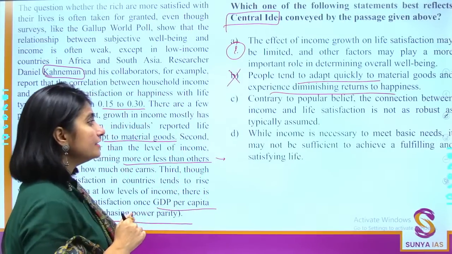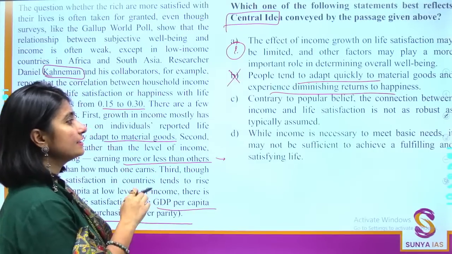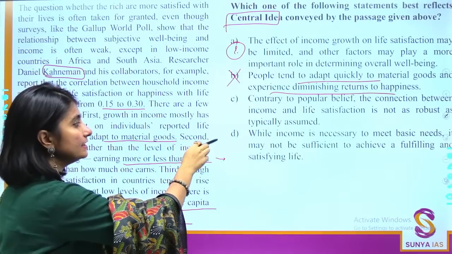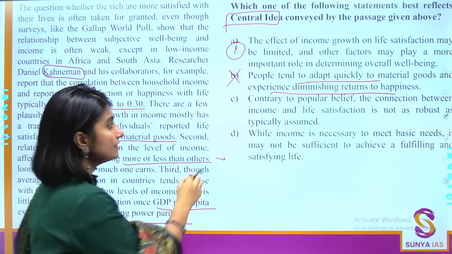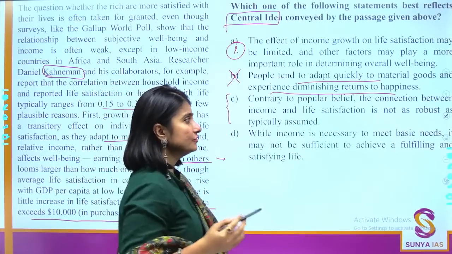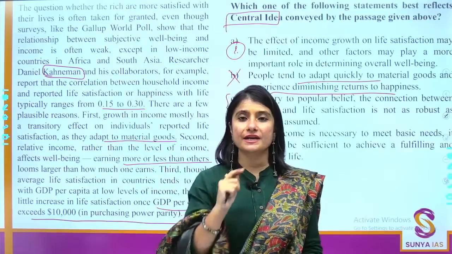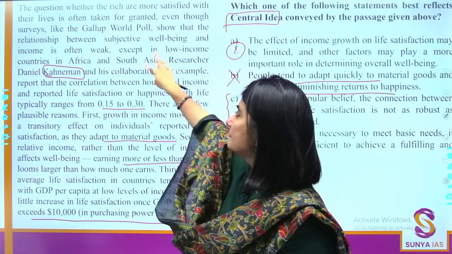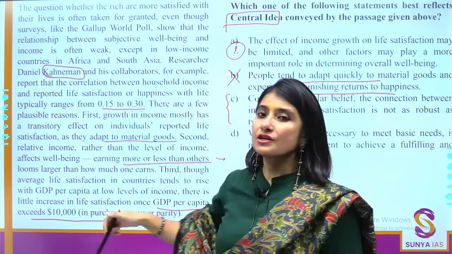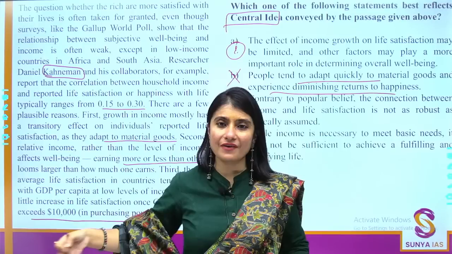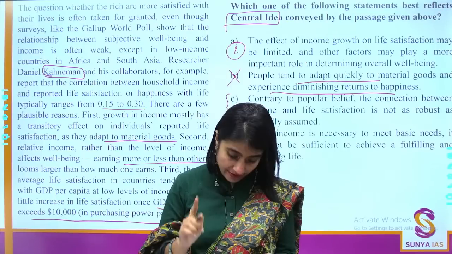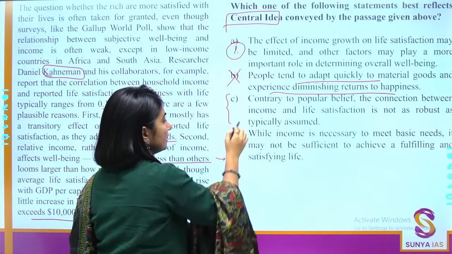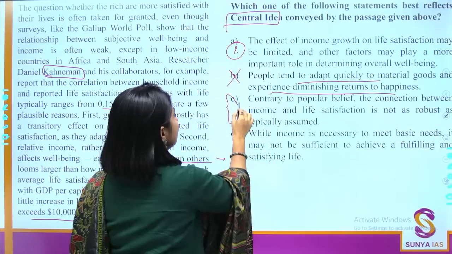Going ahead. Contrary to popular belief, the connection between income and life satisfaction is not as robust as typically assumed. Now here they are saying this idea is a peripheral idea. Why? Because it is writing what is written in the first two lines in a different way. In the passage, we are elaborating more on other factors that influence a person's well-being. So this is not a central idea, rather this is a peripheral idea.